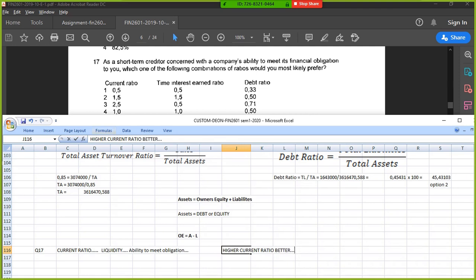Okay, so immediately you can cross out number one. Number one's not even an option. You are going to want a current ratio greater than 1, which shows good liquidity. A ratio of 1 is not ideal, but at least we would accept it. Makes sense so far? Yes, it does. Good.